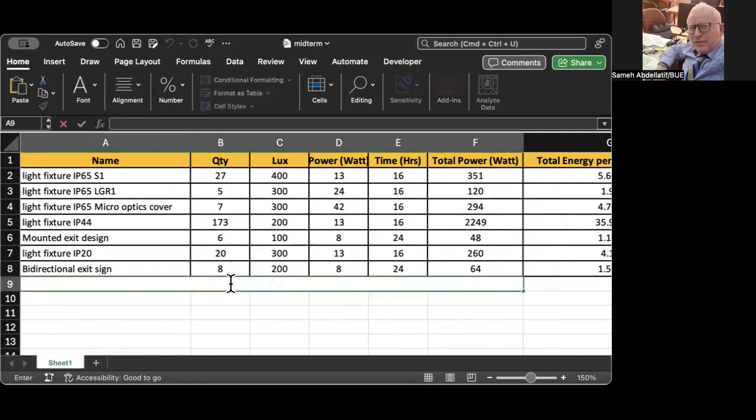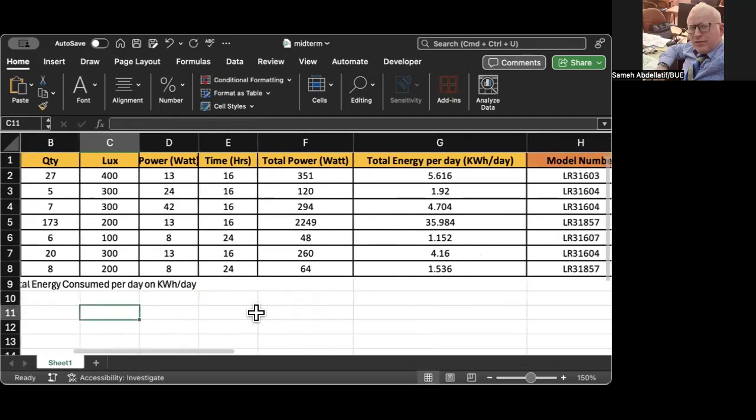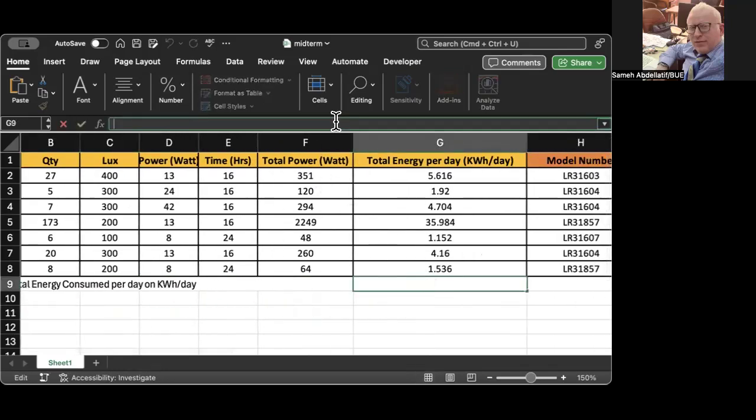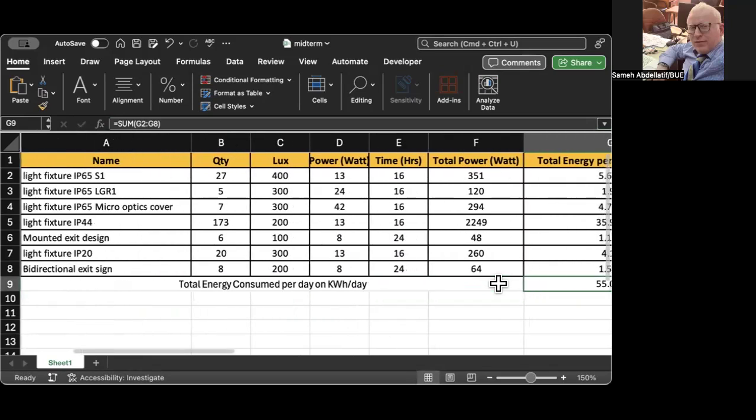So we can make here a tab for total energy consumed per day in kilowatt hour per day. And this will be simply equal to this sum. And so this is 55 kilowatt hours, the total energy needed per day in order to operate these different lighting sources, as you can see in this example.